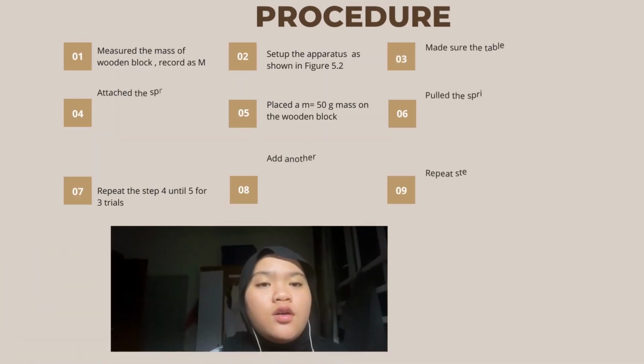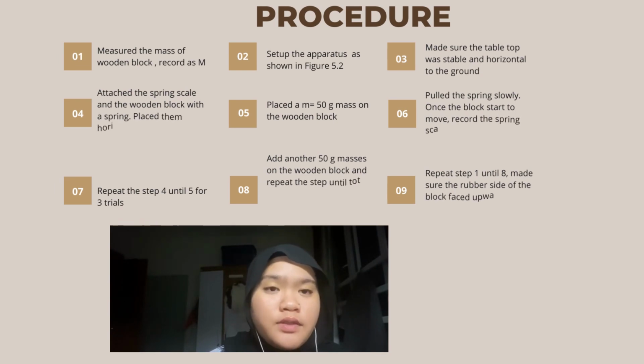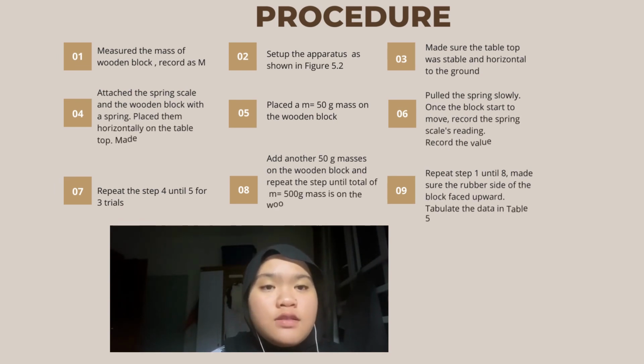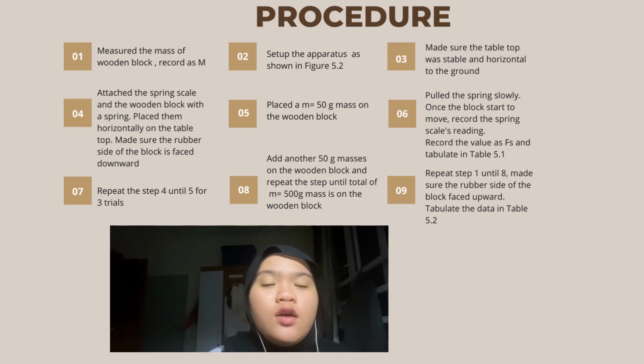So now, we are going to talk about the procedure in this experiment. First thing, we have to measure the mass of the wooden block, record it as m. Secondly, we have to set up the apparatus as shown in figure 5.2. Thirdly, we have to make sure the tabletop is stable and horizontal to the ground.